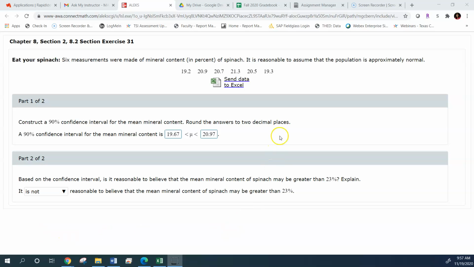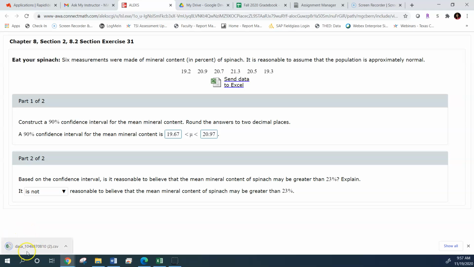When you have a situation such as this, you're wanting to find the confidence interval. So what I would recommend is sending your data to Excel because you have to find the mean and the standard deviation. At this point in the semester, I don't want you to have to find the standard deviation by hand. So send your data to Excel.